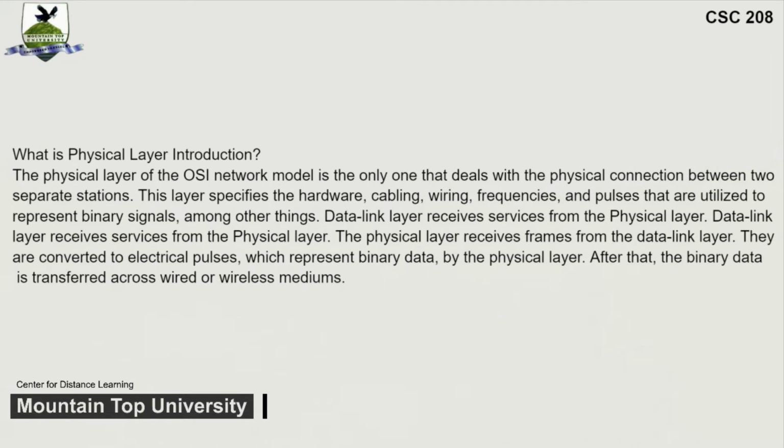What is the physical layer? The physical layer of the OSI network model is the only one that deals with the physical connection between two separate stations. This layer specifies the hardware, cabling, wiring, frequencies, and pulses that are utilized to represent binary signals, among other things. Data link layer receives services from the physical layer. The physical layer receives frames from the data link layer. They are converted to electrical pulses, which represent binary data, by the physical layer. After that, the binary data is transferred across wired or wireless mediums.